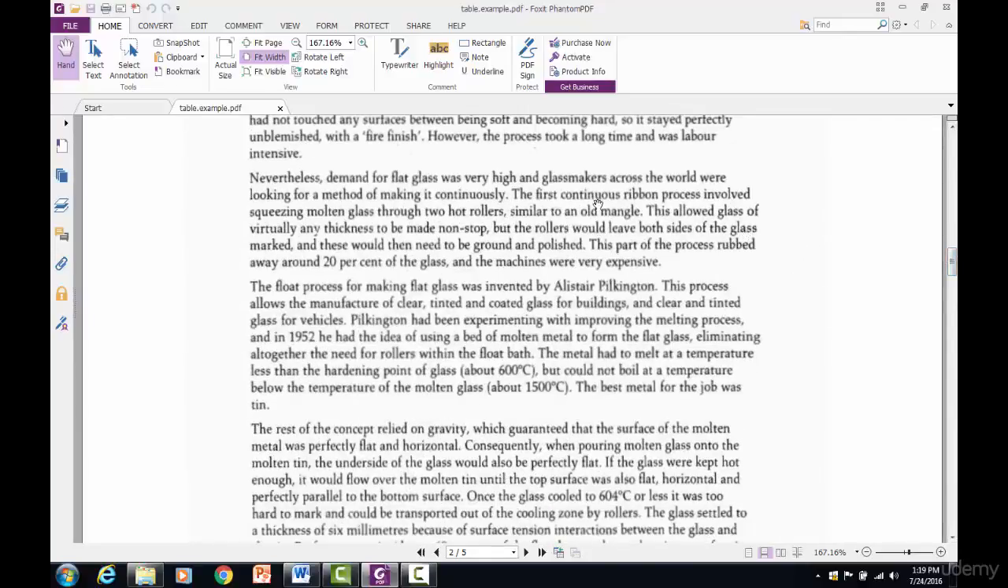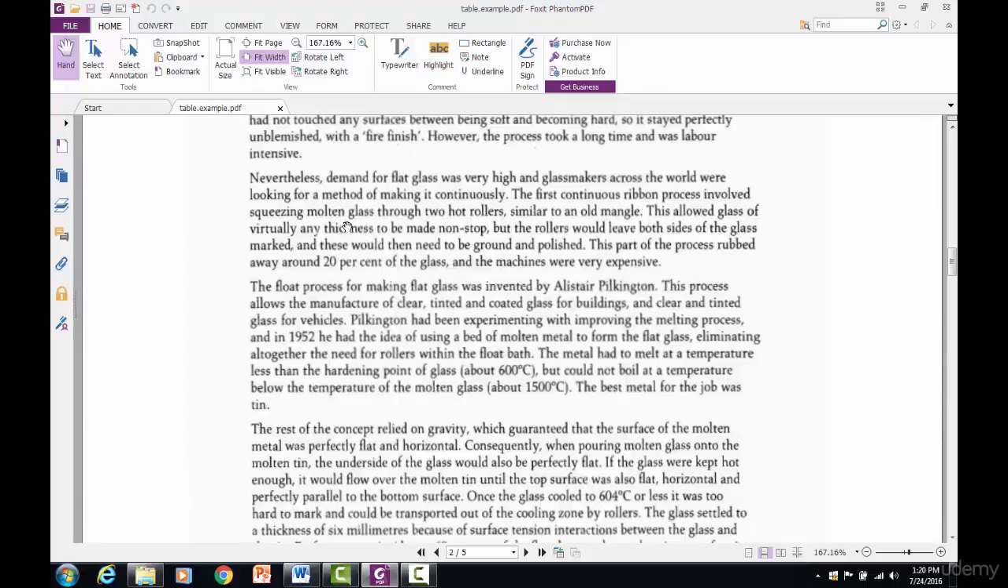All right, so the first continuous ribbon process involves squeezing molten glass through two hot rollers, similar to an old mangle. No word that means the same as varying yet. "This allowed glass of virtually any thickness." There's our answer right there. The word any is similar to the word varying. Any means it could be anything. It could be 1, it could be 2, it could be 3, it could be 4, any, right? Any is a synonym for varying.